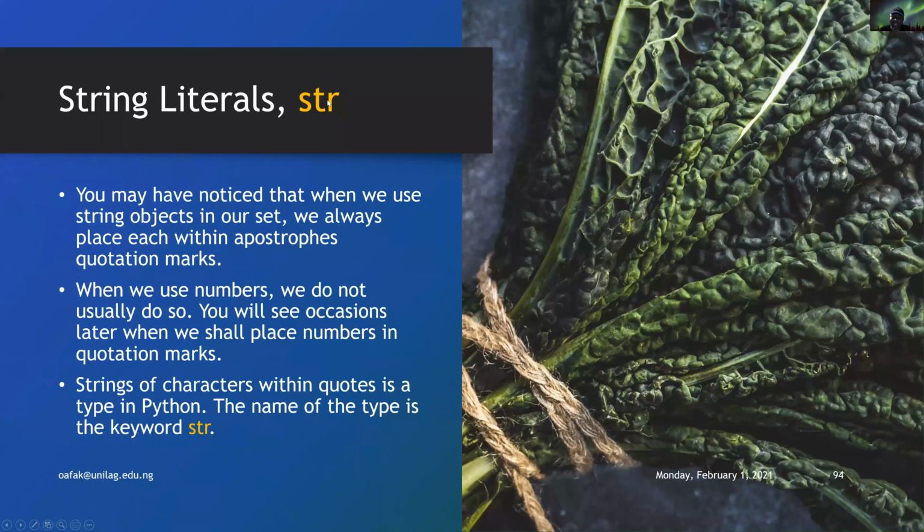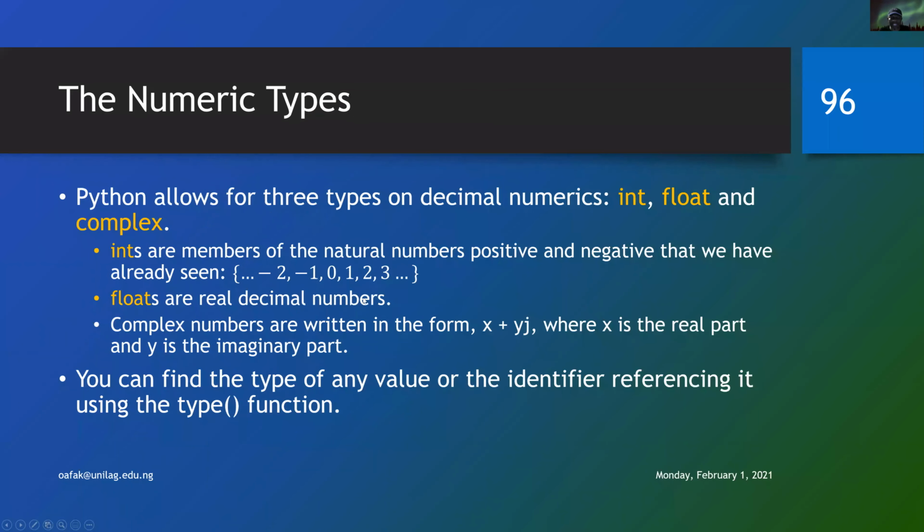Then let us now look at numeric types. Python allows for three types of decimal numerics. They are int, float, and complex. Ints are the members of natural numbers, positive and negative, with 0, that we have already seen, from minus infinity to plus infinity: 0, 1, minus 2, minus 1, 0, 1, 2, 3, and it goes on like that. Floats are real decimal numbers. We've also seen them. Complex numbers are written in the form x plus yj, where x is the real part and y is the imaginary part. If you have not done complex numbers, you can forget about this for now.